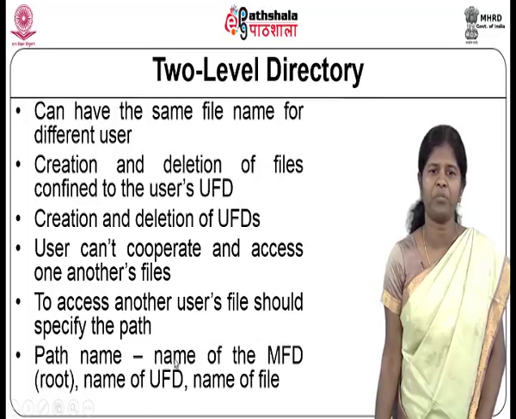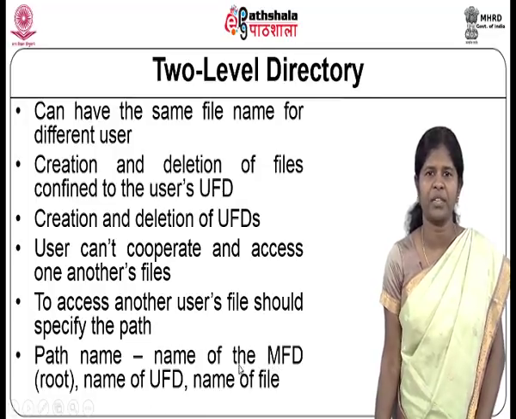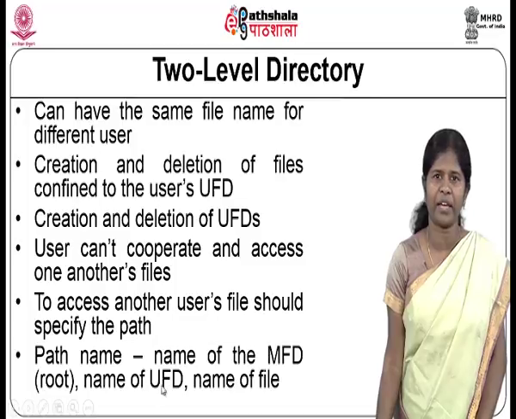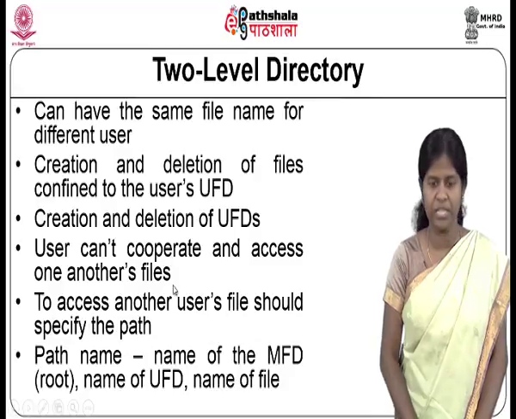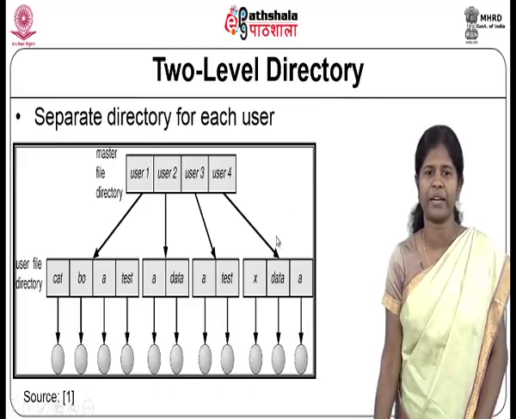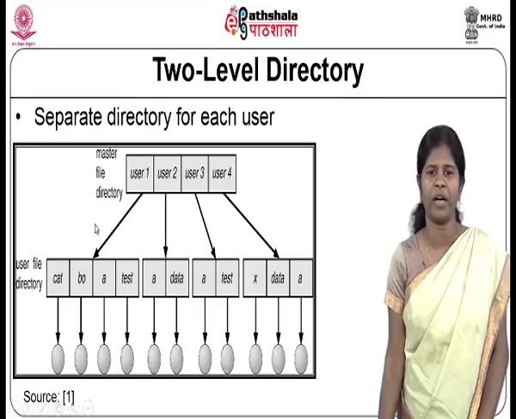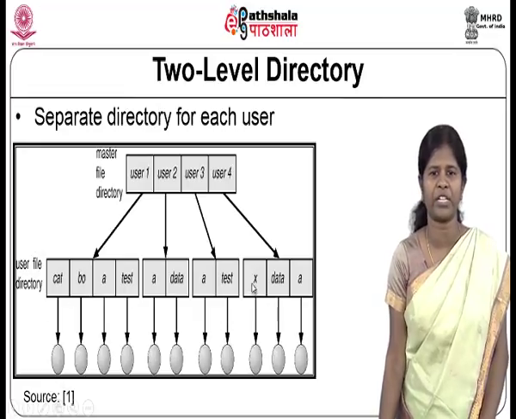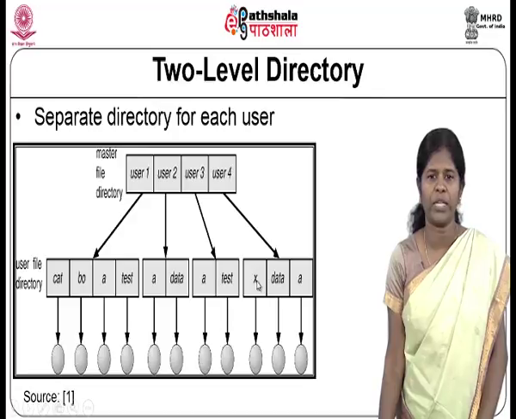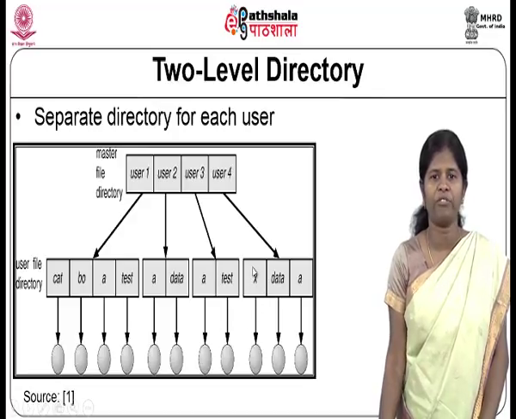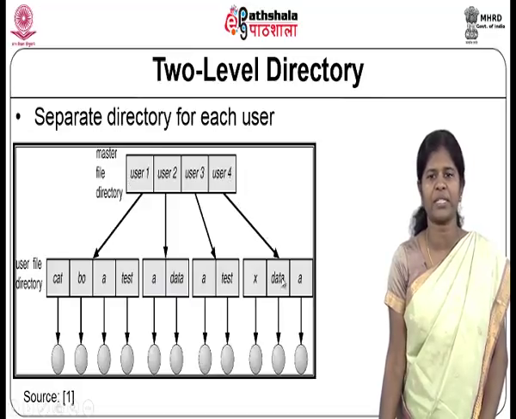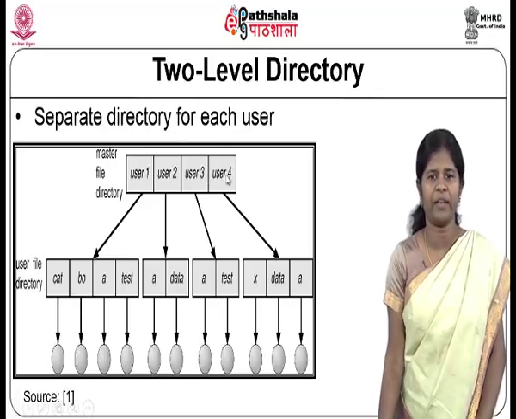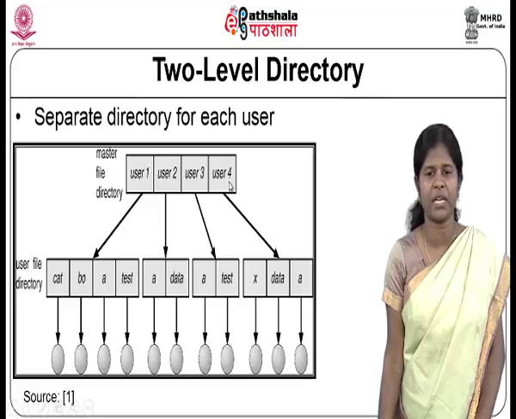It will start from the master file directory, then it will have the user file directory, and then it will have the name of the file. So, if one user has to access another user's directory, say for example, this user has to access directory X, and within that he has to access file X of user 4, then he will have to specify the path as user4/x. That is how he has to use it. He has to specify the master file directory, then the name of the directory beneath it, and then the name of the file.